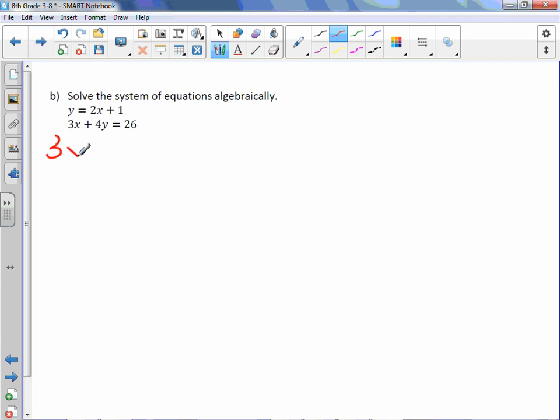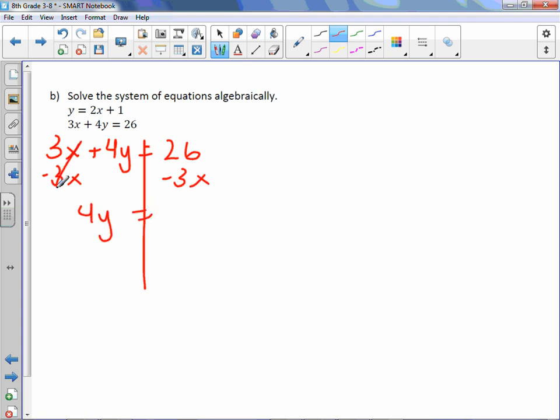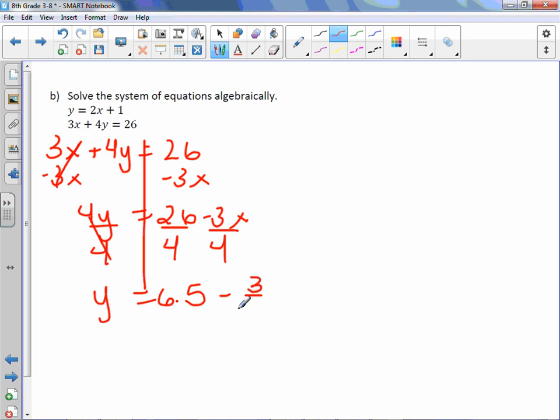Again, let's take our second equation and set it equal to y, or solve for y. We're going to subtract 3x from both sides. 4y equals 26 minus 3x. Divide everything by 4. We get y equals, well, 26 divided by 4 would be, looks like 6.5, so 6.5 minus, and leave your slope as a fraction. The number before x, leave it as a fraction.